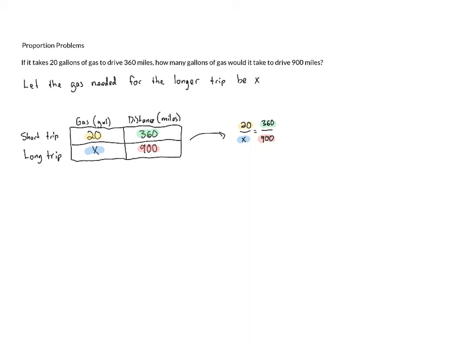If we take this and cross multiply, that gives us 20 times 900, which is going to be 18,000, equals x times 360, which is going to be 360x. Then to get x alone, we need to divide both sides by 360. And when we do that, we end up with 50 equals x. So we go back up to our let statement, x is 50. And since that was the amount of gas, that's measured in gallons.